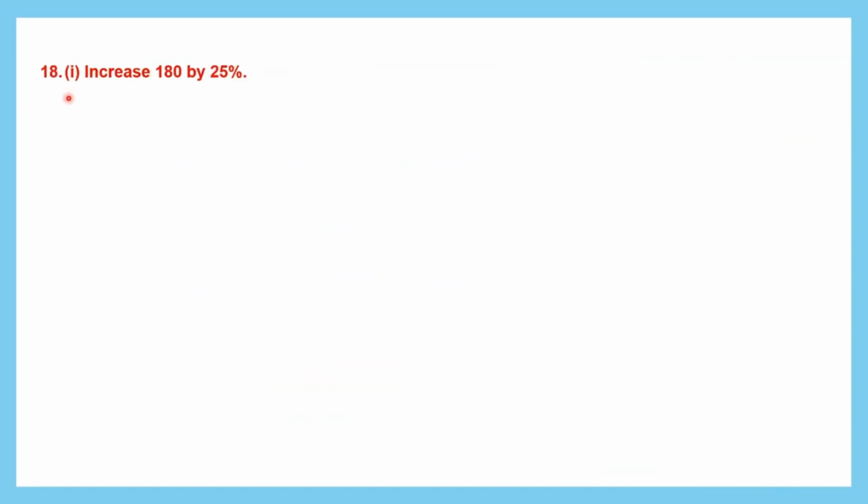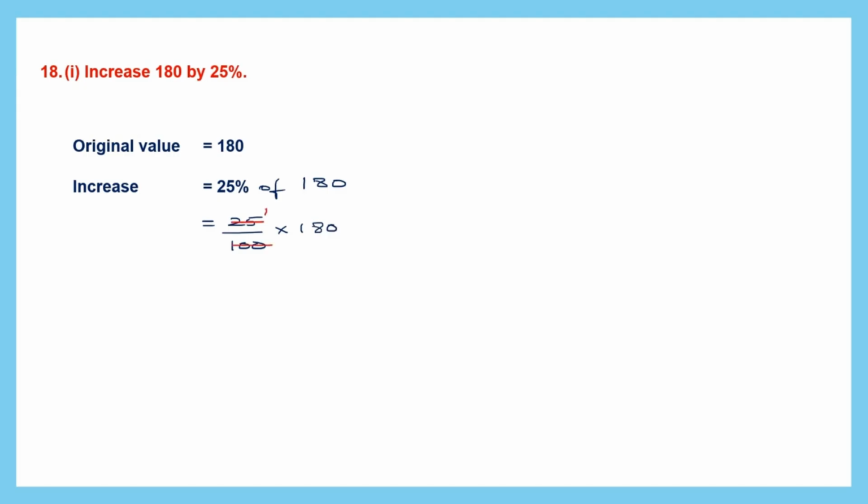Question 18, the first one is: increase 180 by 25%. So the original value is 180 and the increase is 25% of 180. So 25% of 180 is 25 by 100 into 180. Now let's work this out. We can cancel: 25 ones are 25, and 25 fours are 100. I can cancel 4 and 180: 4 ones are 4, 4 fours are 16 and then 20, 4 fives. So here the increase is 45.